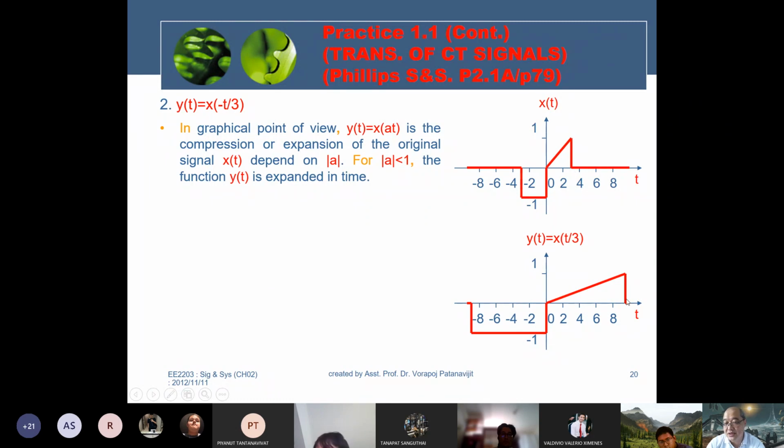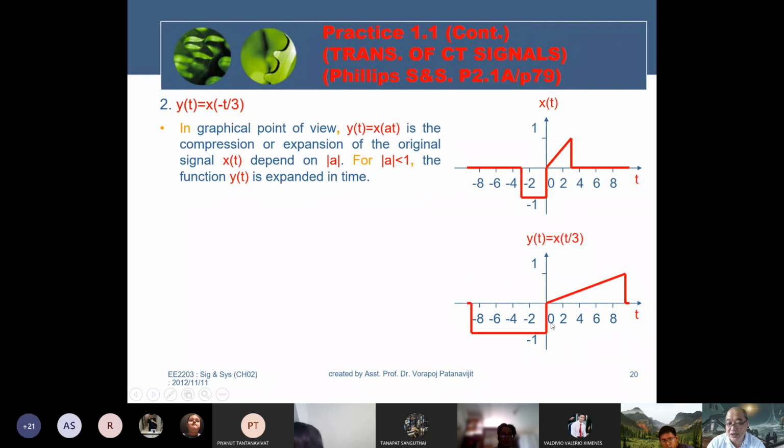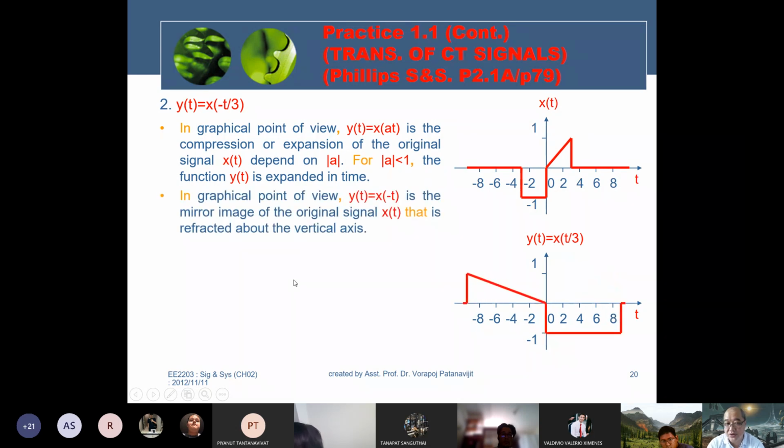Therefore, you expand them 3 times. It reaches 9 about this point. After you determine the expanded version completely, the next step is to take the time reversal. From the graphical point of view, y(t) equal to x(-t) is the mirror image of the original signal x(t) reflected about the vertical axis, as shown in these pictures. You flip with respect to the vertical axis. This is the result of y(t) equal to x(-t/3).